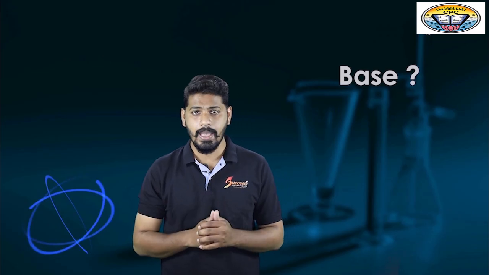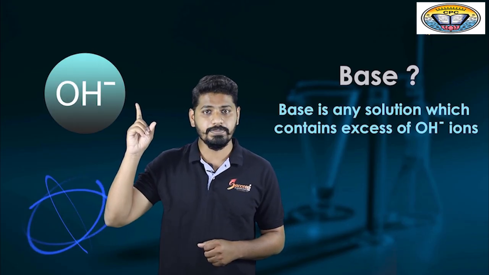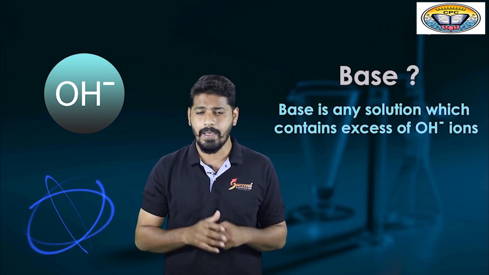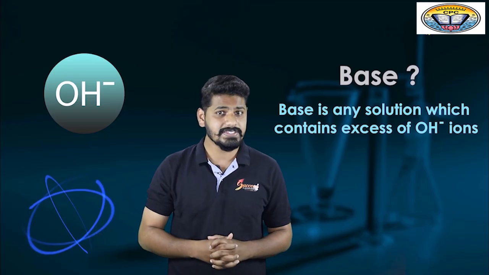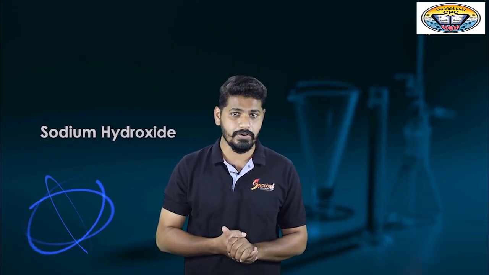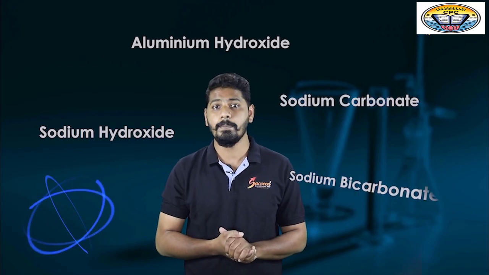Now we learn about the base. What is a base? A base is any solution which contains excess of OH minus ions, I mean hydroxyl ions, and the taste is bitter. They turn the litmus paper blue. Let me give an example for base. Very good examples for bases are sodium hydroxide, aluminum hydroxide, sodium carbonate and sodium bicarbonate.